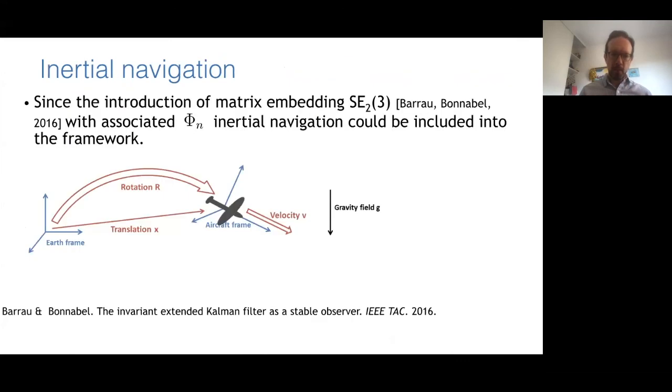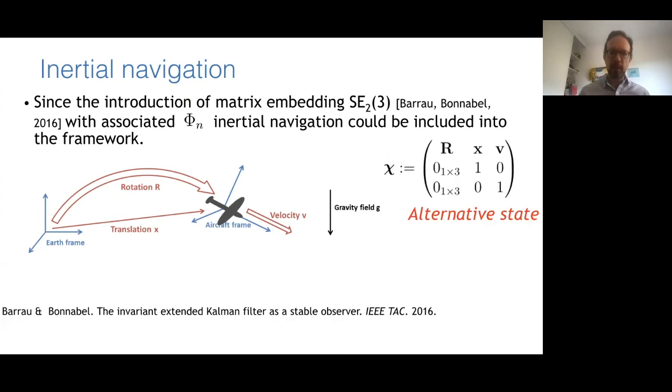A more complicated problem is inertial navigation. The idea there is to use inertial sensors to estimate the orientation and also position and velocity of a flying vehicle or a submarine. And it is by using the Lie group SE_2(3), by introducing this Lie group and the associated morphism, that we could cast the inertial navigation equations into the framework that I have shown. So this is the matrix embedding that you should use for inertial navigation.